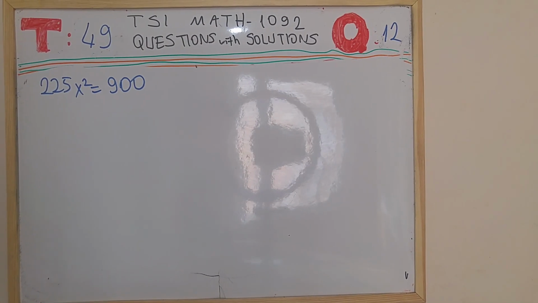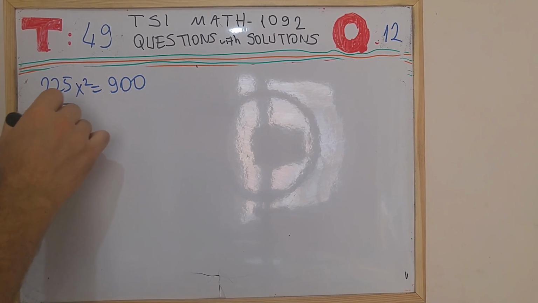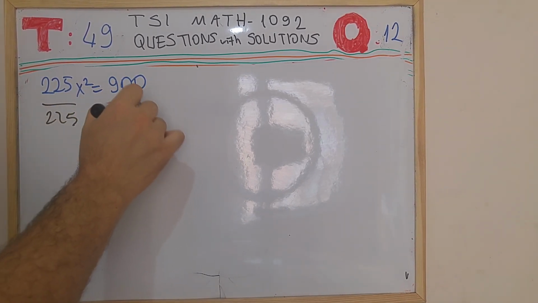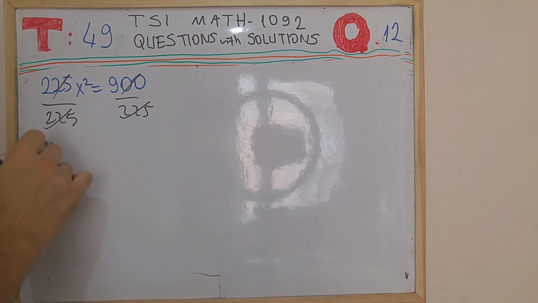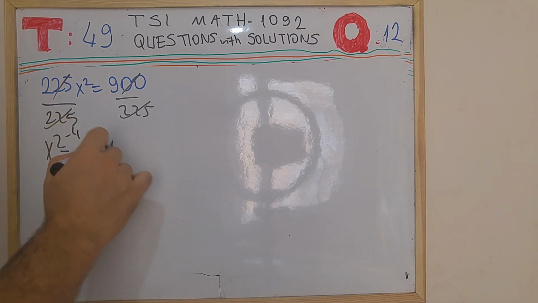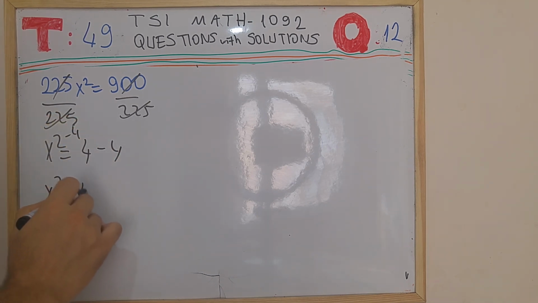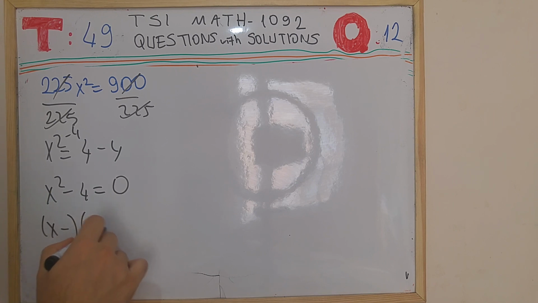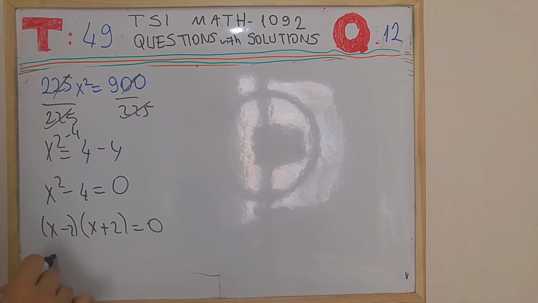Let's simplify both sides by 225 first. So what we have is x squared is equal to 4. When I subtract 4 from each side, what I have is x squared minus 4 is equal to 0. So this means this is a difference of squares, x minus 2 times x plus 2 is equal to 0, so that x1 is equal to 2 and x2 is equal to minus 2.